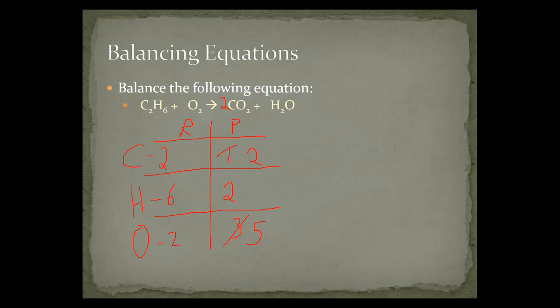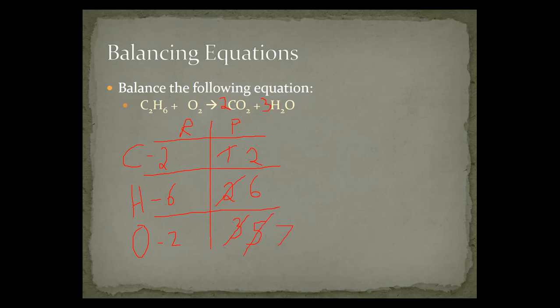So I've got 6 going in. What's the minimum number of water molecules that I can make? 3. So I'm going to put a 3 in here. So now 3 times 2 gives me 6 hydrogens, but this also changes the oxygen, doesn't it? 3 times 1 gives me 3, but I've got my 4 over here. So 4 plus 3 now gives me a total of 7 oxygens.